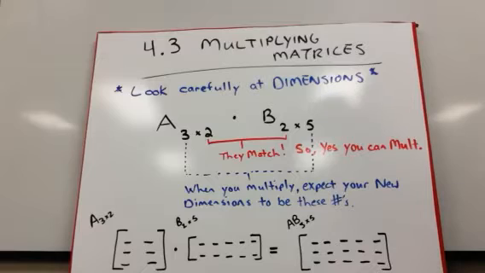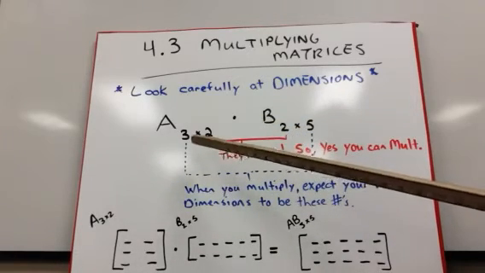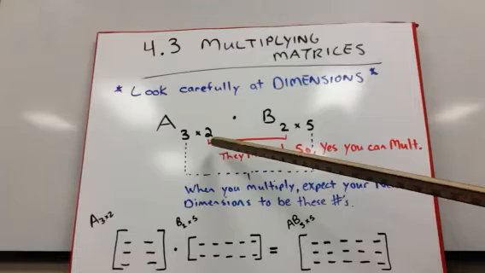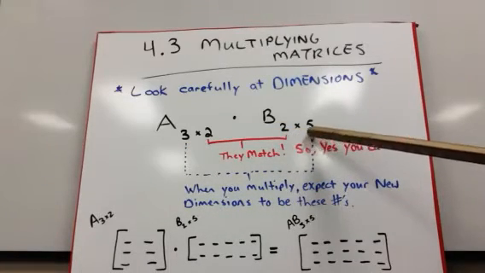So 4.3, multiplying matrices. I want you to make sure that you always look carefully at the dimensions. The dimensions are going to tell you whether or not you can multiply matrices, and they also tell you what your result is going to look like. So when you multiply, say, a matrix A and B, if they have dimensions, we'll say 3 by 2 in this case, so 3 rows and 2 columns, and this one has 2 rows and 5 columns.